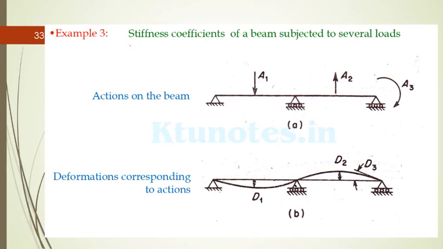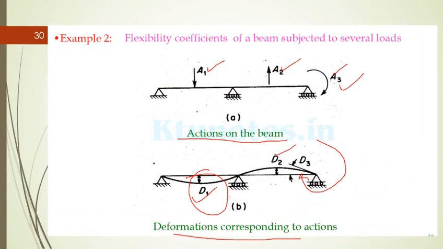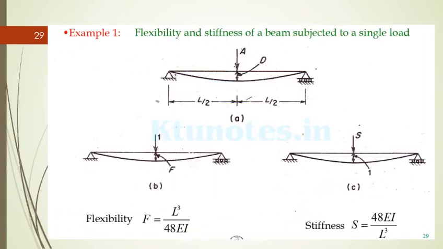And the next one is to find the stiffness coefficient of a beam subjected to several loads. We have discussed previously that to find the stiffness, you should give unit displacement. It can be unit vertical displacement, it can be unit rotation, and the corresponding load has to be found out.